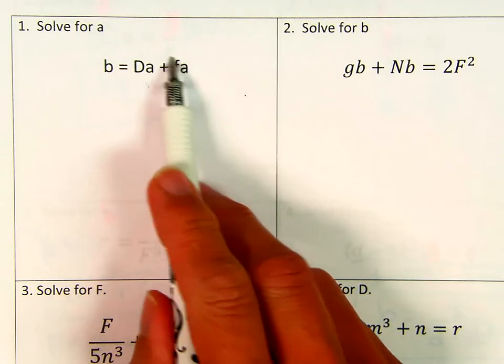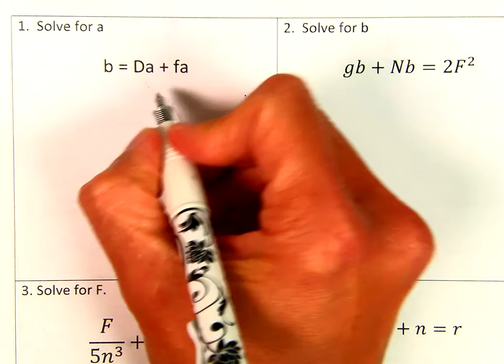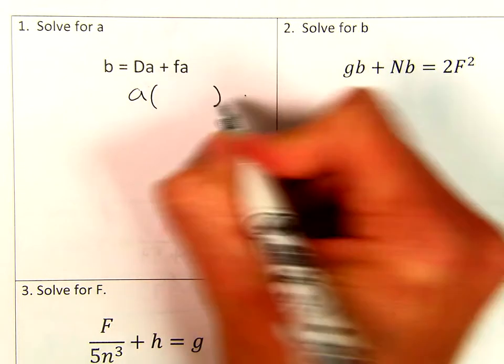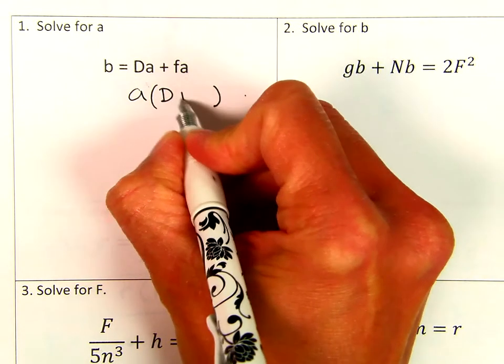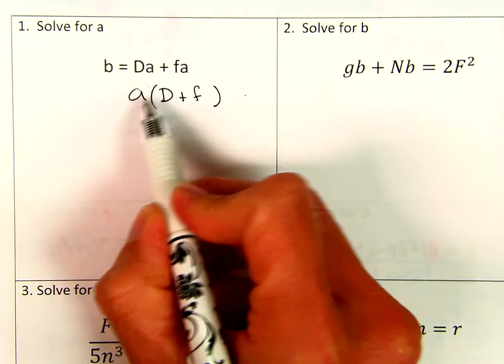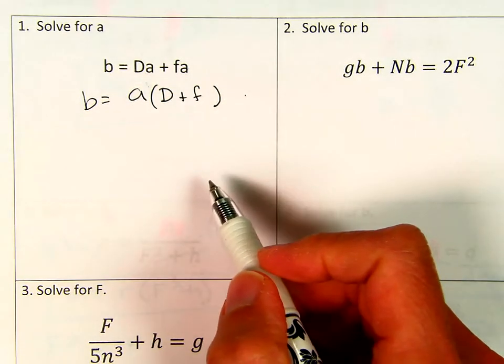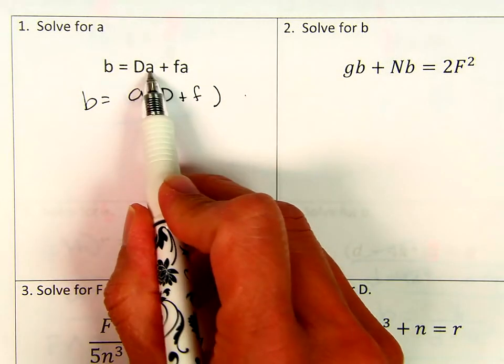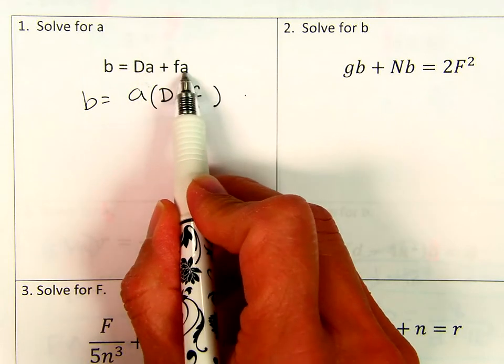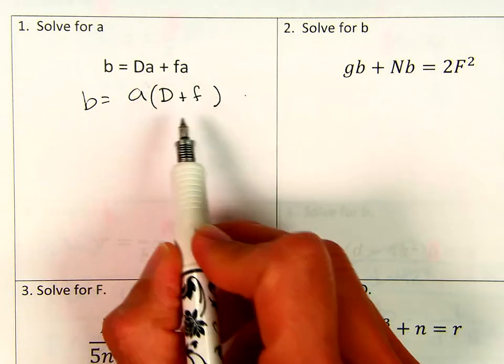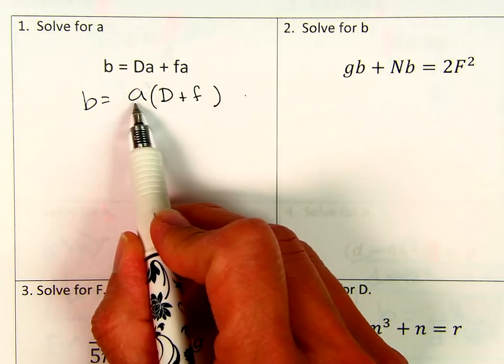So if you saw an A in both of these things, you would have known that A would have had to go out here, right, in front. If you had distributed A, this is what you'd get. So it's called factoring the greatest common factor out. When I notice it twice, and I can't combine like terms, I decide to factor it out.